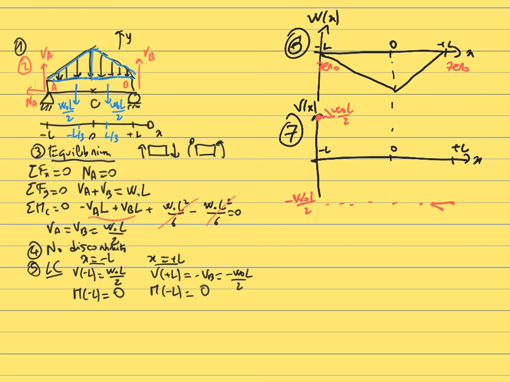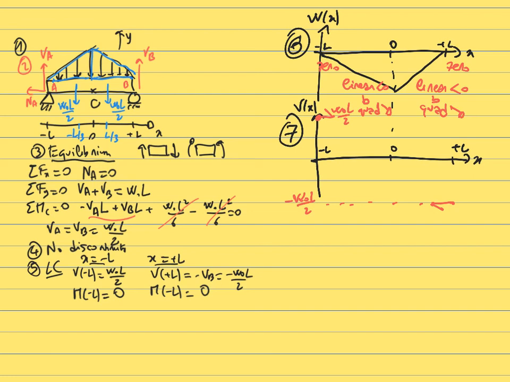We know that W is a linear function, which means that when you integrate it, you will get a quadratic function between minus L and 0. Between 0 and plus L, it's also a linear function that will become a quadratic function when you integrate it. And the last thing we know is that the distributed load is always negative, which means that the quadratic function that we will get by integration will always be decreasing.